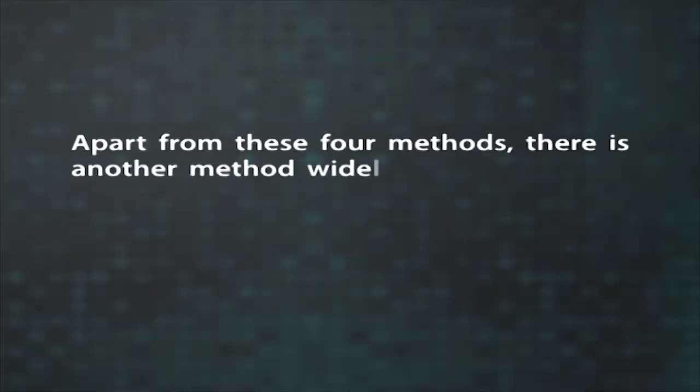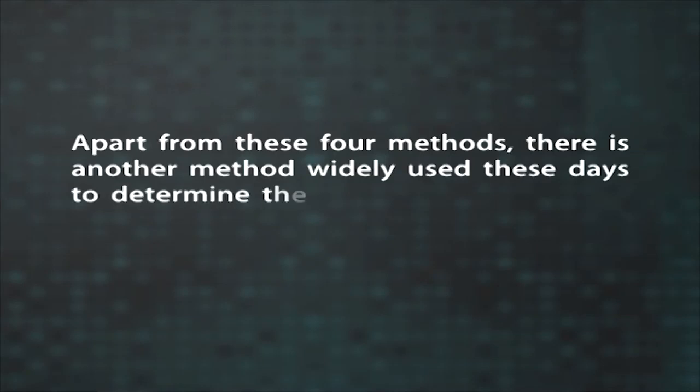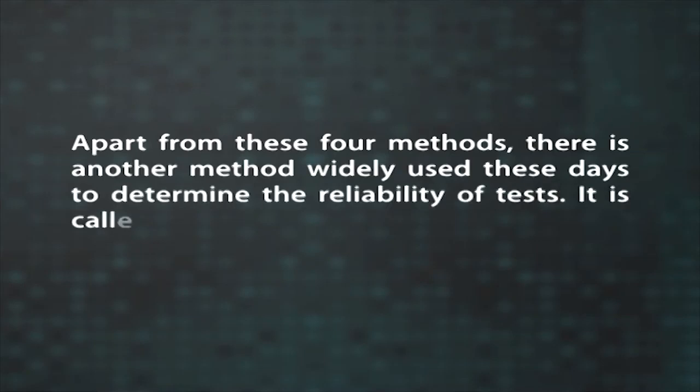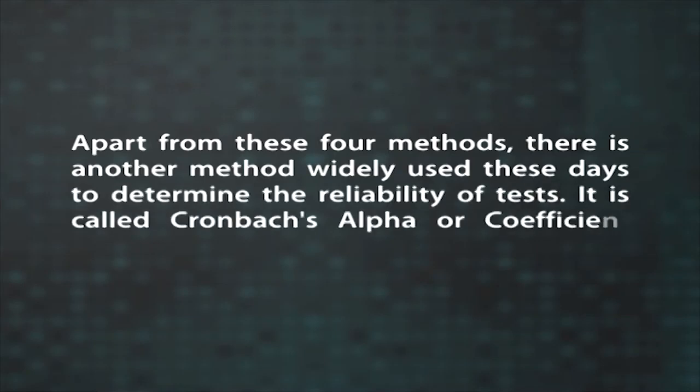Apart from these 4 methods, there is another method widely used these days to determine the reliability of tests. It is called Cronbach's alpha or coefficient alpha. This method, like KR20 and split half method, is used as a measure of internal consistency. It is often seen as an extension of KR20 method. Now, let us see how each of these methods is used to determine reliability.